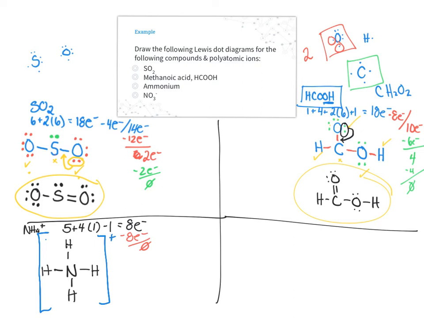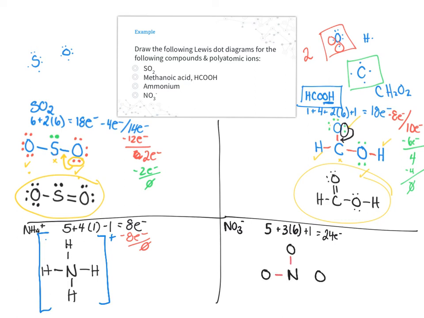Last one, NO3 minus. Nitrogen had 5 electrons. Each oxygen has 6 electrons. And a negative, to go from neutral to negative, we've gained an electron. So we are going to add an electron to our total. 3 times 6 is 18, plus 1 is 19, plus 5 is 24 electrons total. Nitrogen has 3 bonding electrons, whereas oxygen only has 2. So I'm going to put nitrogen in the middle, and I'm going to put my oxygens around.